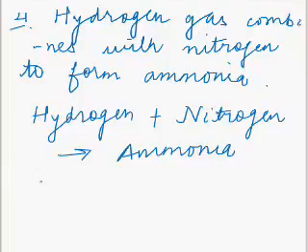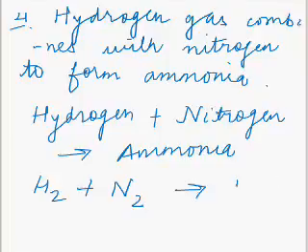Now writing the chemical formulae of all the reactants and products, we obtain H2 plus N2, it will give NH3. This is the chemical formula of ammonia. This equation has 2 hydrogen atoms on left side but 3 hydrogen atoms on right side. So we have to multiply H2 by 3 and NH3 by 2 so that each side gets 6 hydrogen atoms.